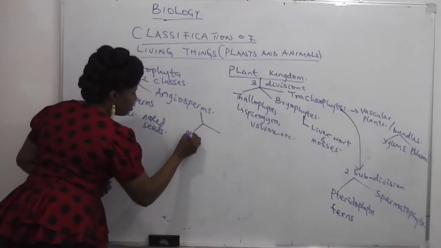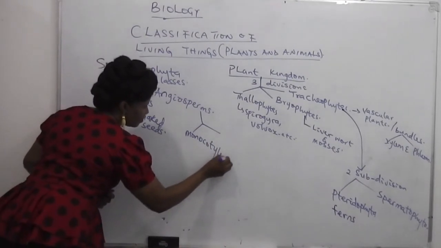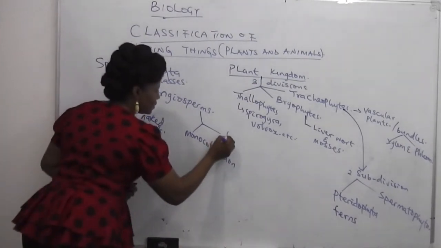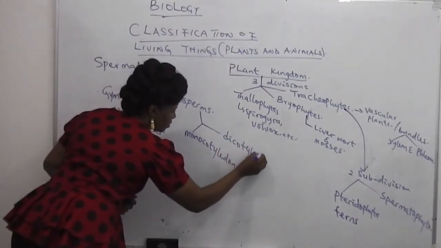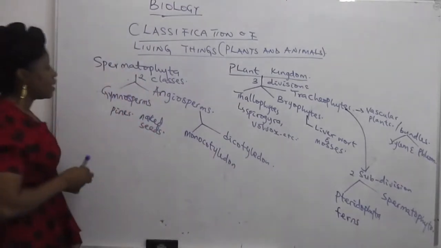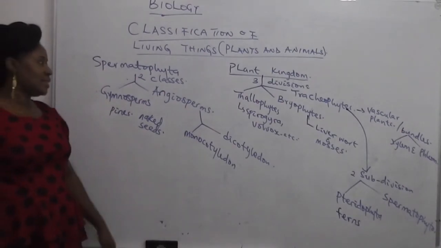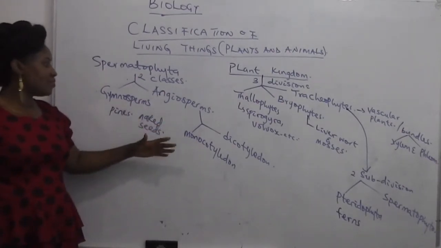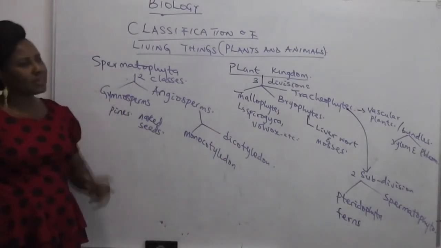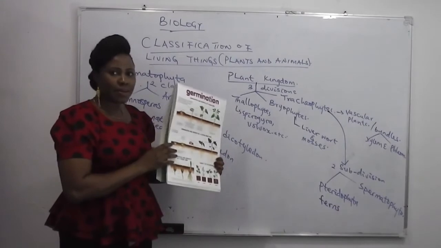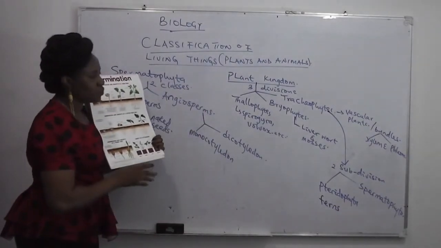We have the monocotyledon and the dicotyledon. Now, looking at these, the monocotyledon and the dicotyledon, they are the two classes of what? Angiosperms. The monocotyledon are those plants with what? One seed leaf. If you look at the diagram here, we want to see exactly what I mean by monocot plants, those plants with one seed leaf.